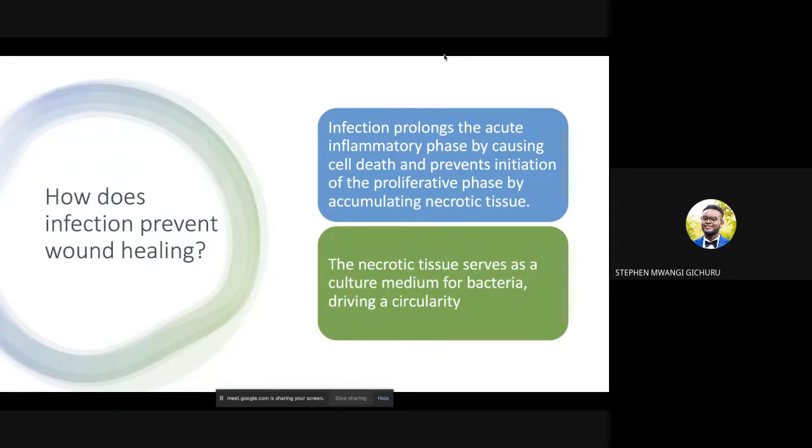I think the cells will be used more of. You asked what again? I'm asking, how does infection prevent wound healing? Oh, your cells will be fighting with the infection rather than being used for healing.